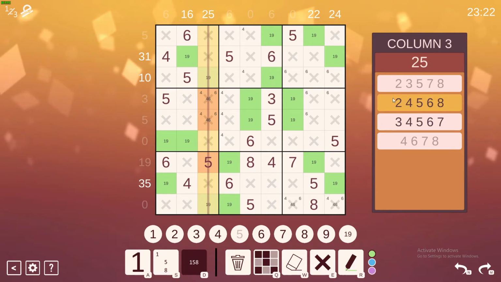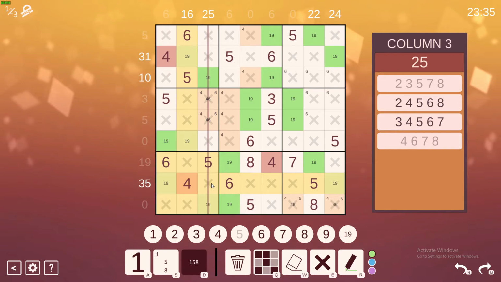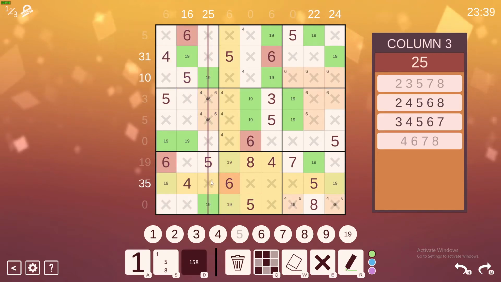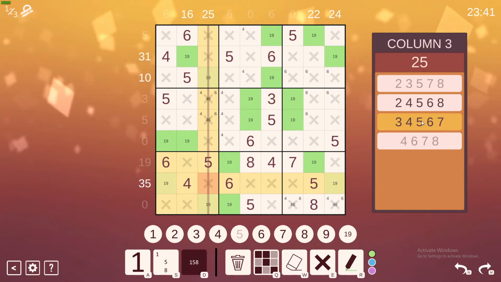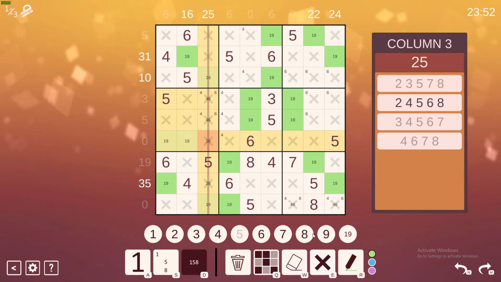The question is, can we fit a 2 and an 8? Either one of those right here. The answer is yes. However, if we look at the 3 and our 7, this 4 blocks out our 3, and this 6 blocks out our 7. So we cannot have that, which means that we have either a 2 or an 8 here.